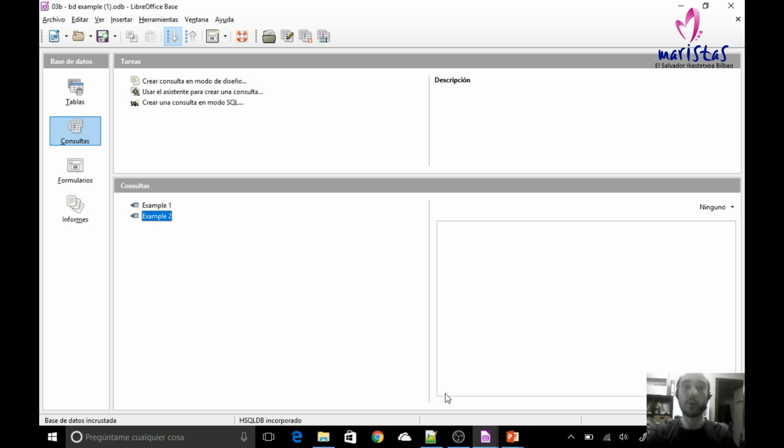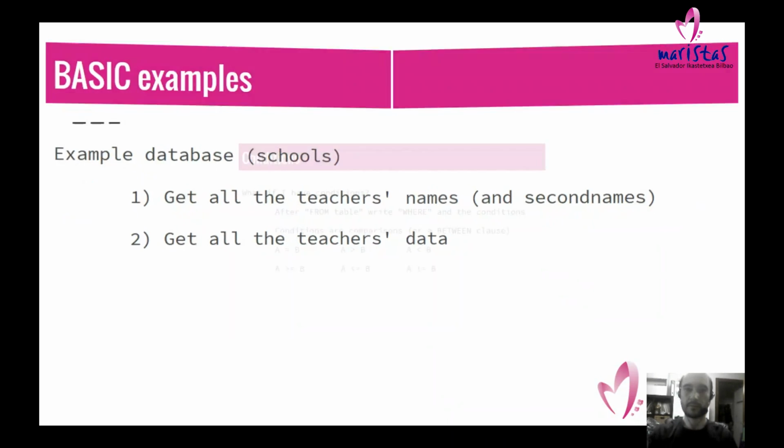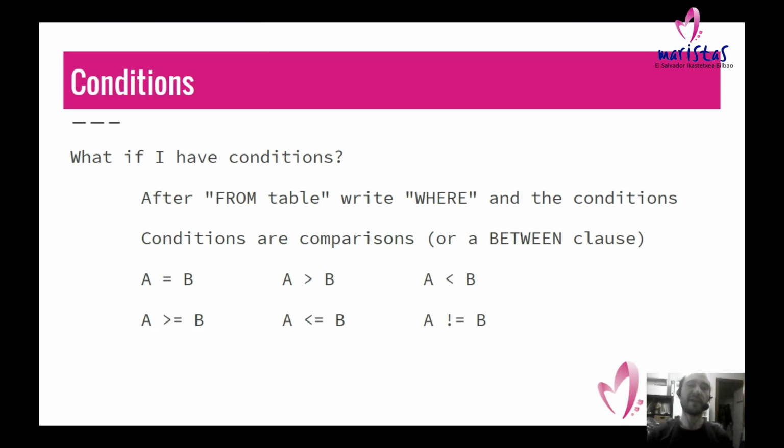SQL becomes more powerful when we begin using conditions. What if I don't want to see all the teachers' data, but just some teachers' data? Okay. In order to do so, after the from table, from TV teacher, I will write where and then my conditions. We need to know that conditions are just comparisons or a between clause that we will see later, right?